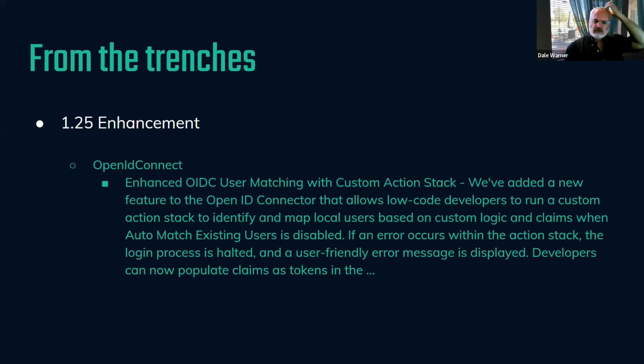The first, on version 125, we came out with an enhancement for OpenID Connect. So if you happen to use OpenID Connect, this is a whole new set of features that allows you to run a custom action stack to help identify and map the user that's signing on to the user of the system. So if you're using that, you might want to dig into it and see if that would help you, but it's an optional feature.